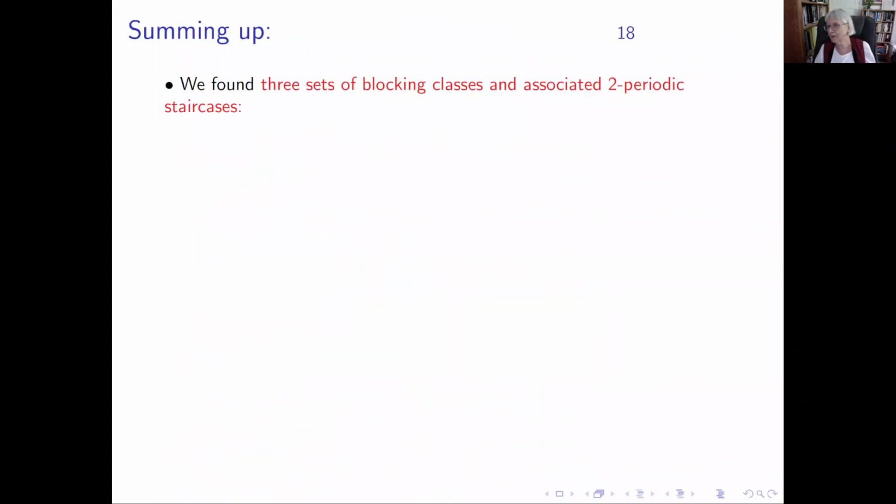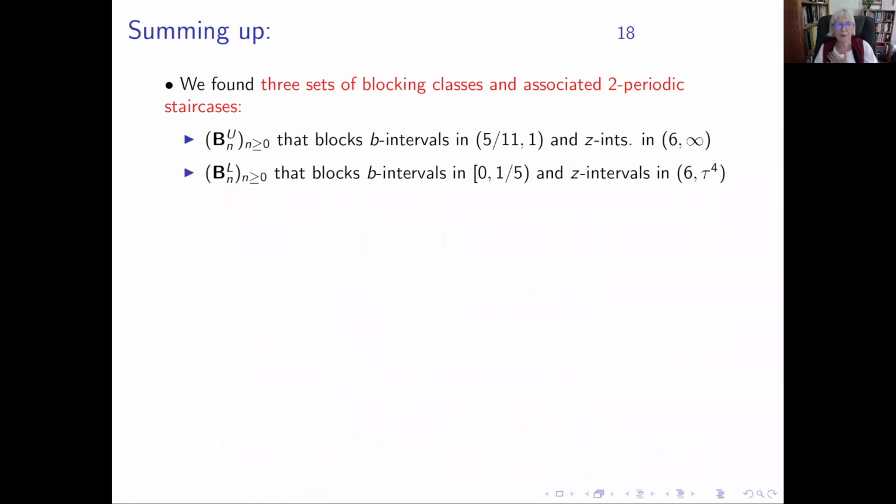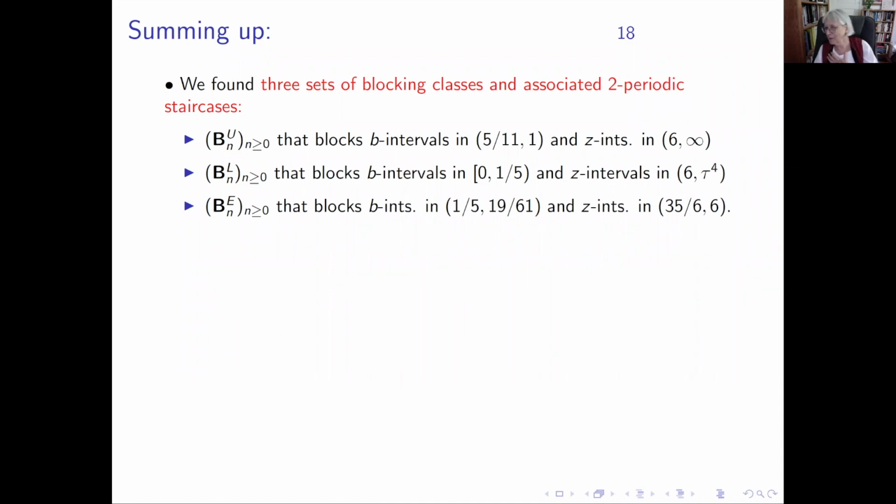So to sum up again, we found 3 sets of blocking classes and associated 2 periodic staircases. We've got this family BU, we've got a family BL, and we've got a family BE. And I don't think the names are ideal, but anyway, those are the names of the families. So U stands for upper, L stands for lower, and E is just a different letter. So we have our 3 families.